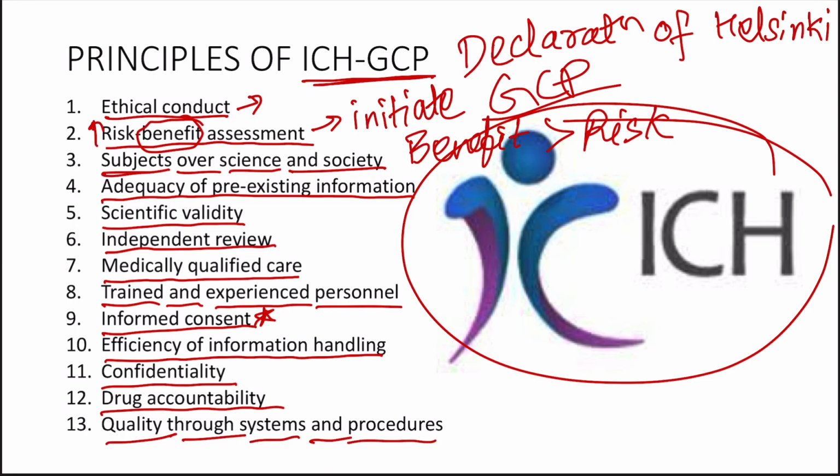Next is subjects over science and society. So what does this statement mean? It means the rights, safety and the well-being of the trial subjects is most important and should prevail over the interests of the science and society. So first comes the safety and rights of the participants.